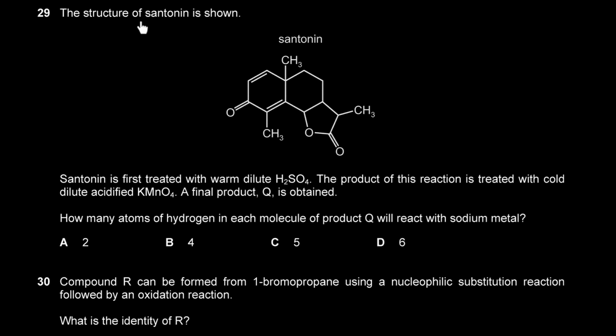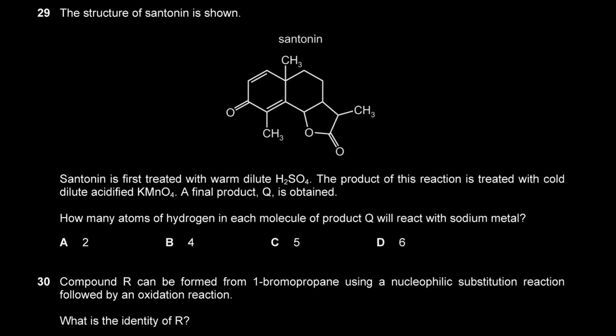The structure of santonine is shown. Santonine is first treated with warm dilute sulfuric acid. The product of this reaction is treated with cold dilute acidified KMnO4. A final product Q is obtained. How many atoms of hydrogen in each molecule of product Q will react with sodium metal?